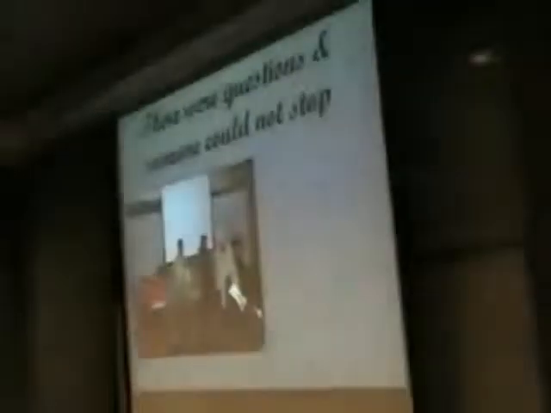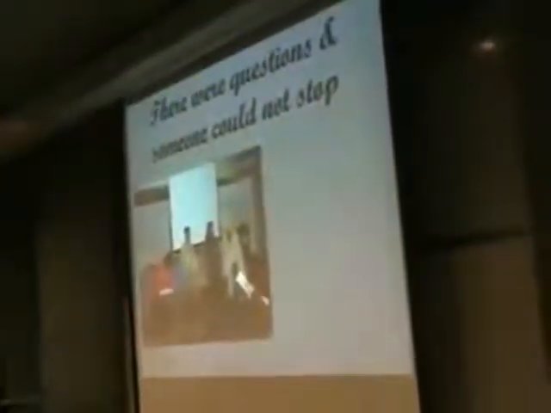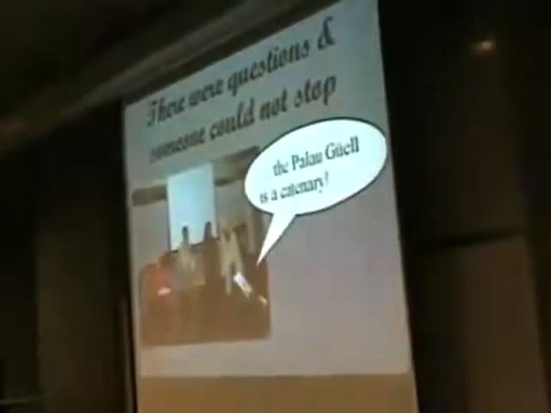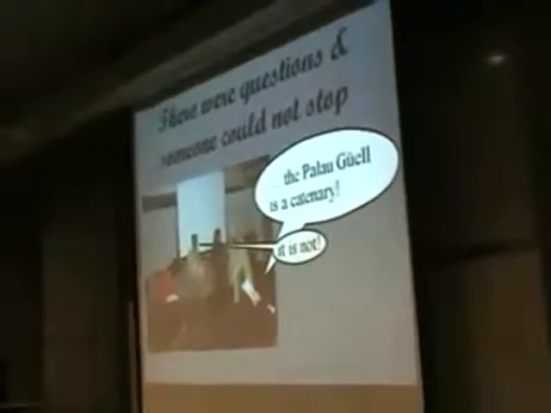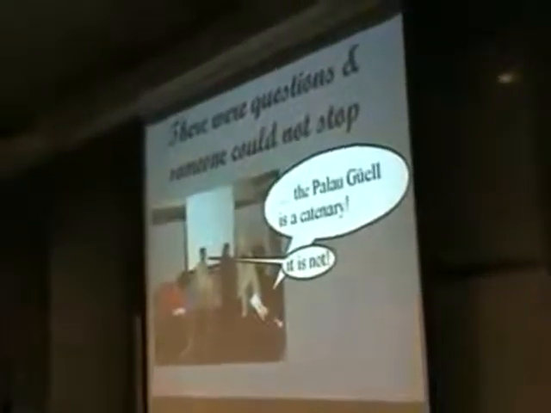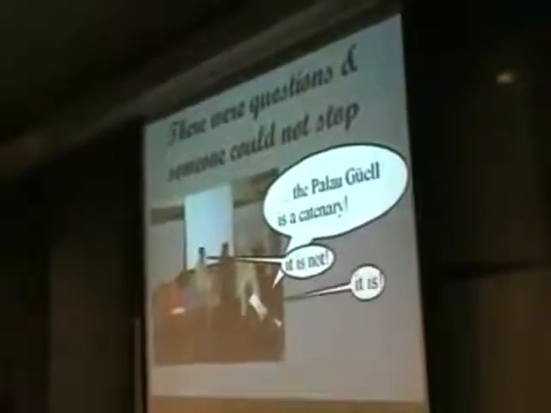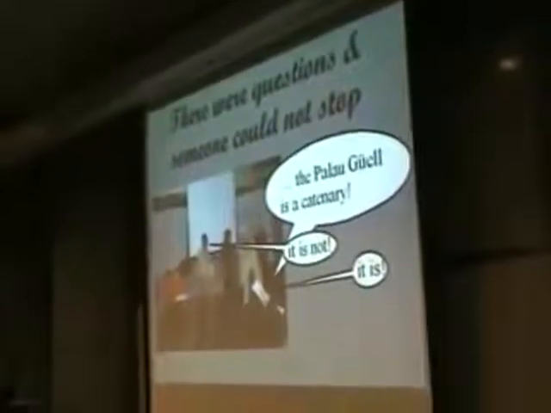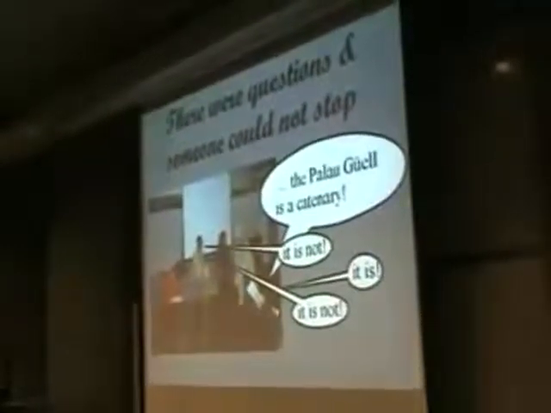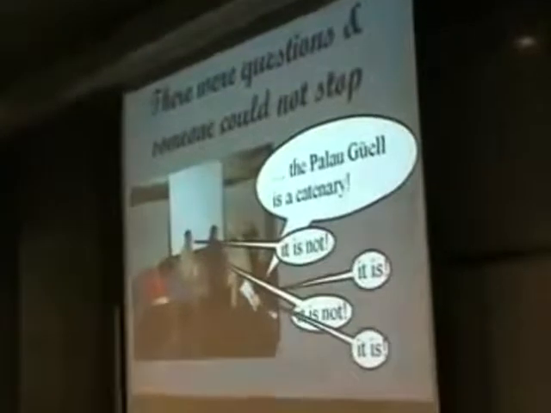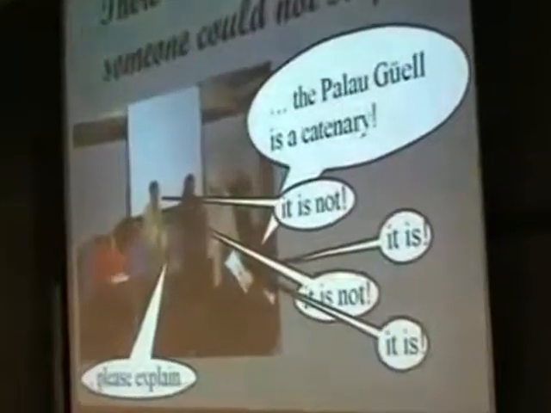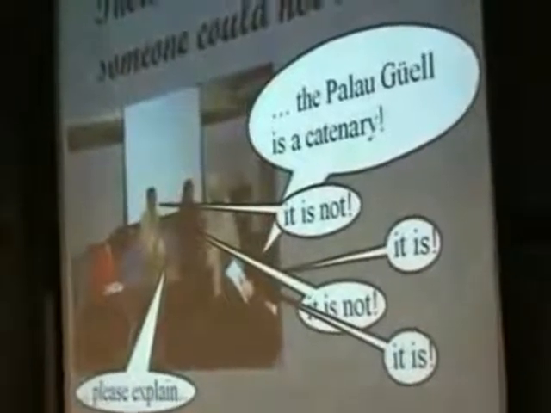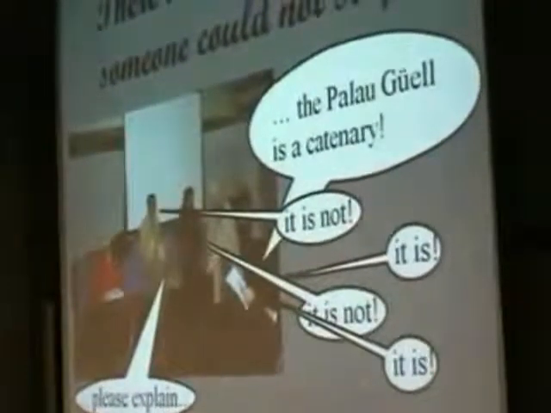And then we have somebody, a Goodman Stock. I said it was a catenary. And I said it is not, because I have proved it here and it doesn't. But he said it was a catenary. And I again insisted it is not. Please, he asked me, please explain. Actually, the slides that are with the black background are mine, with the white are yours.